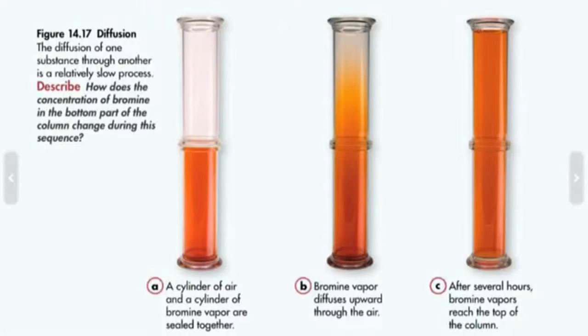Diffusion is the tendency of molecules to move towards areas of lower concentration until the concentration is uniform throughout. In this example, we have a column or cylinder of bromine gas, and as time goes on, the bromine gas is sealed from the bottom and starts to spread through the top until the vapors have reached the top of the column and the substance is uniform throughout.